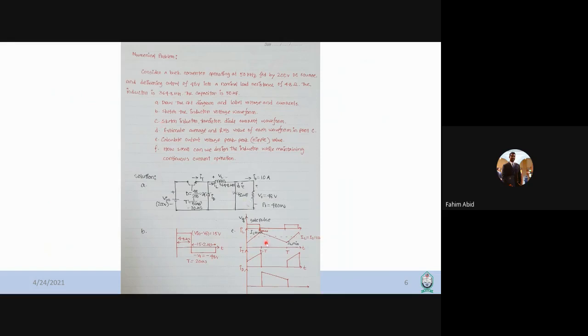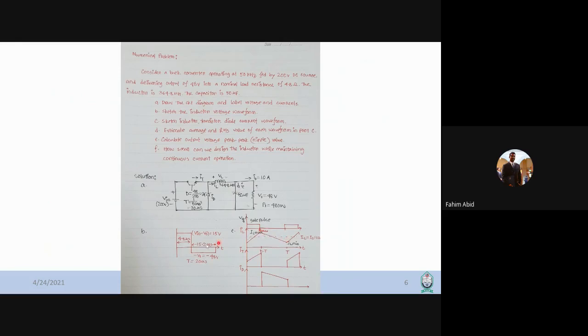Okay, and part C says to sketch the inductor, transistor, and diode current waveform. So here you are asked to sketch the inductor current IL, the transistor current, and the diode current. If I say only to sketch it, then you have to sketch only the shape of the current. This is the on time, the gate pulse on, and this is the off time in the gate. During on time, IL will have a positive slope, so it will rise to IL max, and then when it is off, it will fall down.